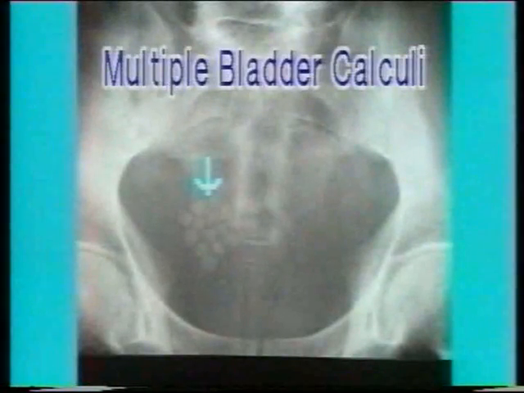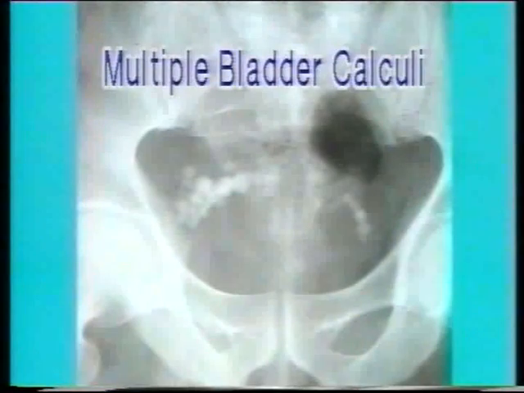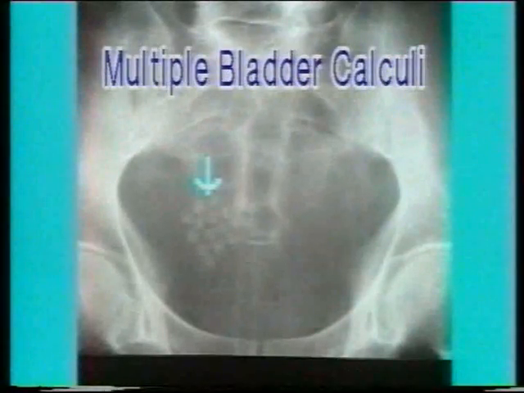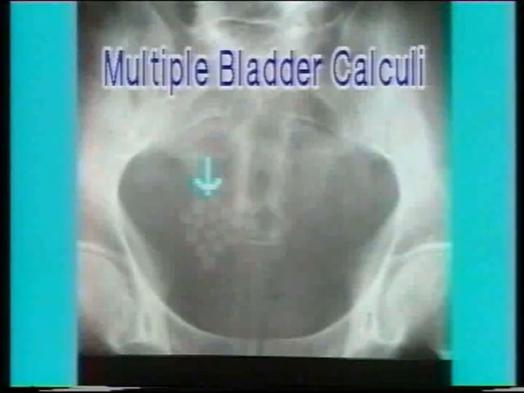This is another X-ray showing multiple bladder calculi. In another plate, they are arranged in the shape of the bladder. Such multiple stones never occur in a person with normal urinary tract. Usually, they are seen in patients with neurogenic or paralyzed bladder or gross distal obstruction with infection.